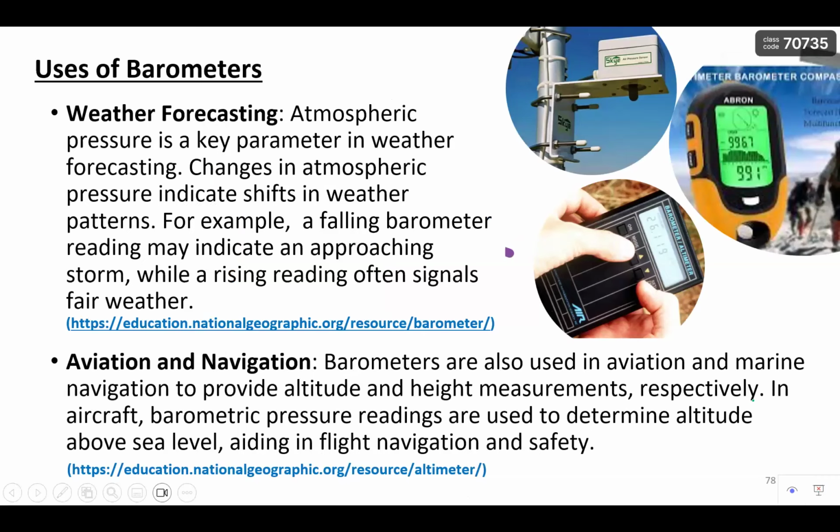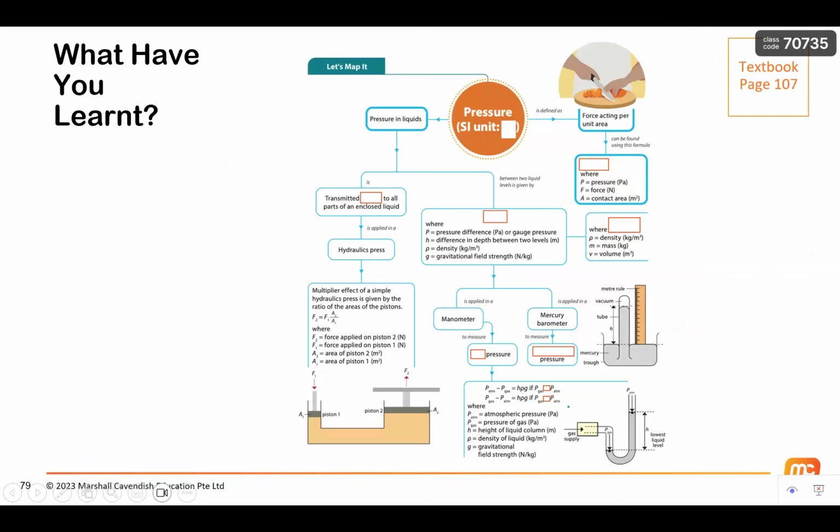And then in your aircraft and for navigation, usually they have a digital barometer fixed onto the craft, because it is used to provide measurements for the altitude, the height. For example, when you fly an aeroplane going up, as you go higher and higher, the pressure decreases. So by measuring the pressure difference, they use it as a gauge for how high you are flying above sea level. That's it for the end of this chapter.